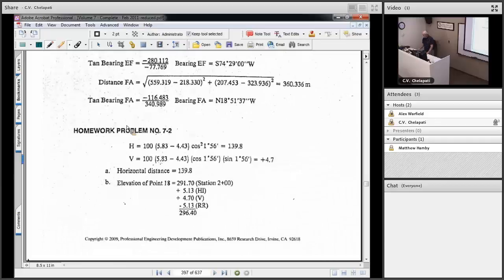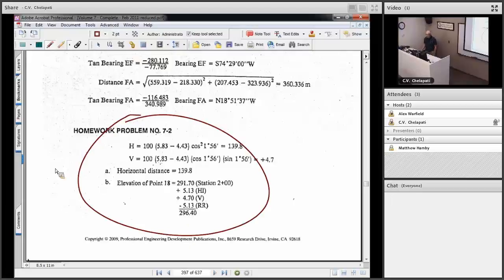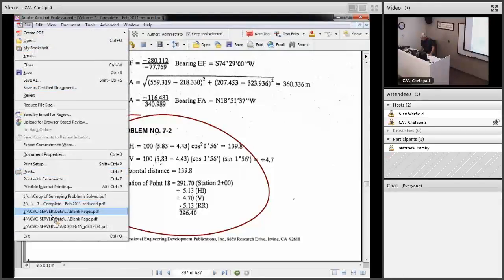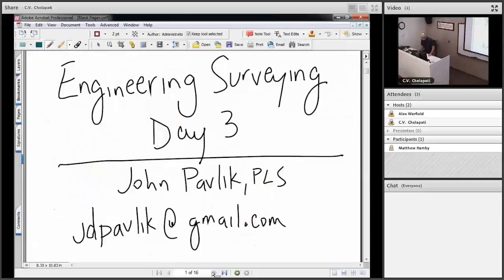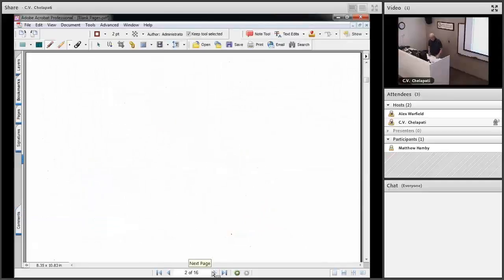Right here. Okay, so let's draw a picture of that to make sure we all understand what's going on here. So here's the solution here. We're solving for the horizontal distance and the vertical distance. So putting together a picture here so we can understand what's happening. We're located at station 2. The vertical angle is a plus, so that means we're looking up. So it kind of looks like this.